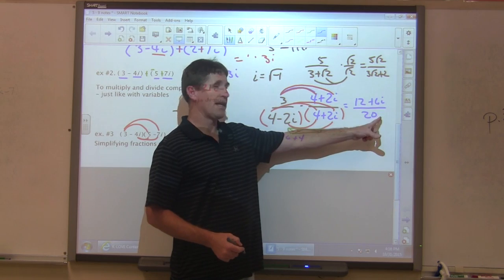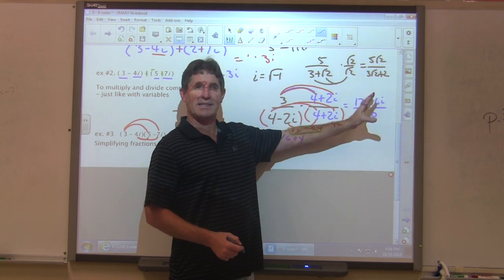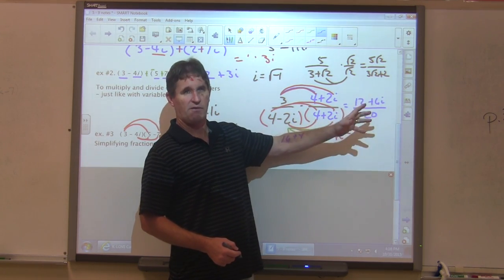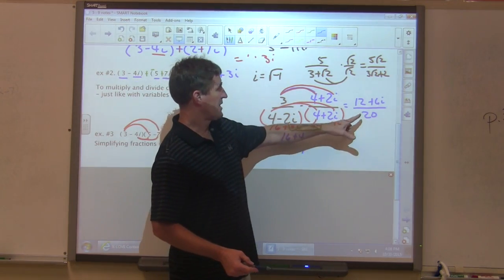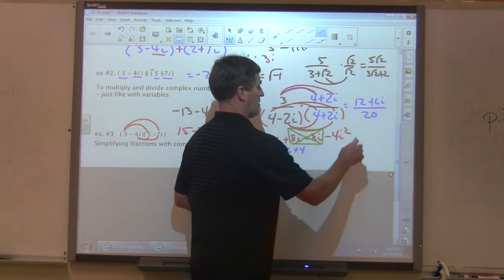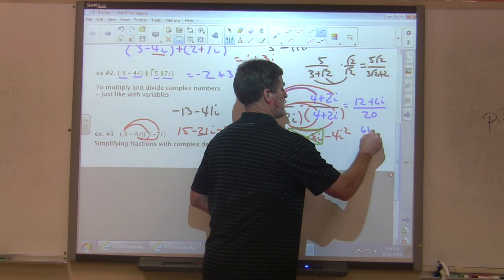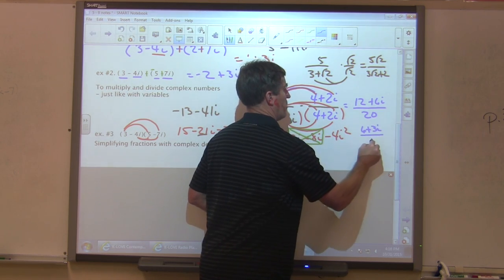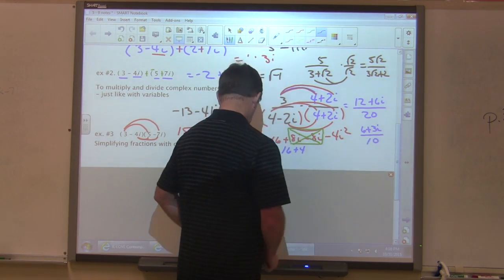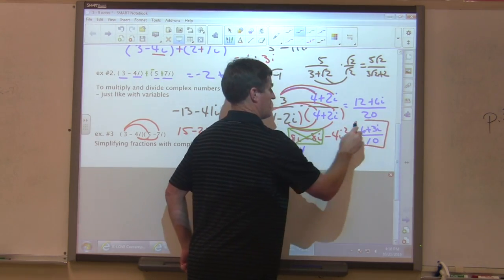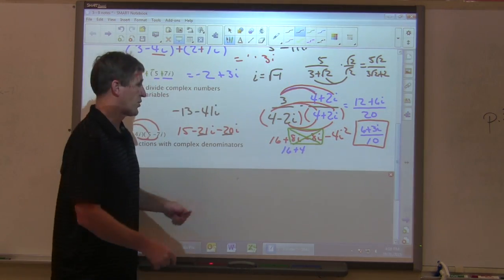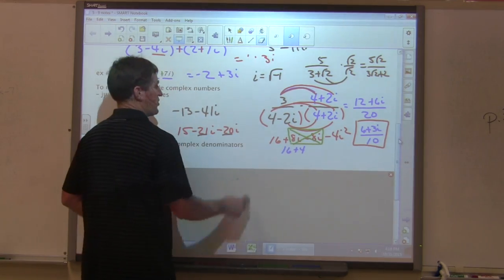Now we don't have an i in the denominator, so we're okay. The last thing you should always do, though, again, is check to see if you can reduce. In this case, 2 goes into all of these numbers, so I can reduce this to 6 plus 3i over 10. And that would be my answer. It's a little bit tricky, so let's go through another one, make sure we're okay on this.